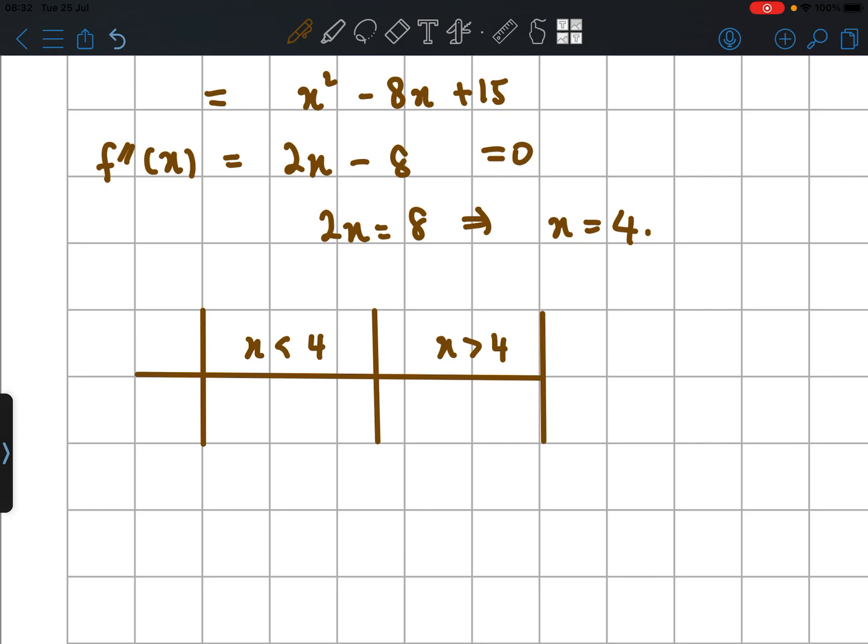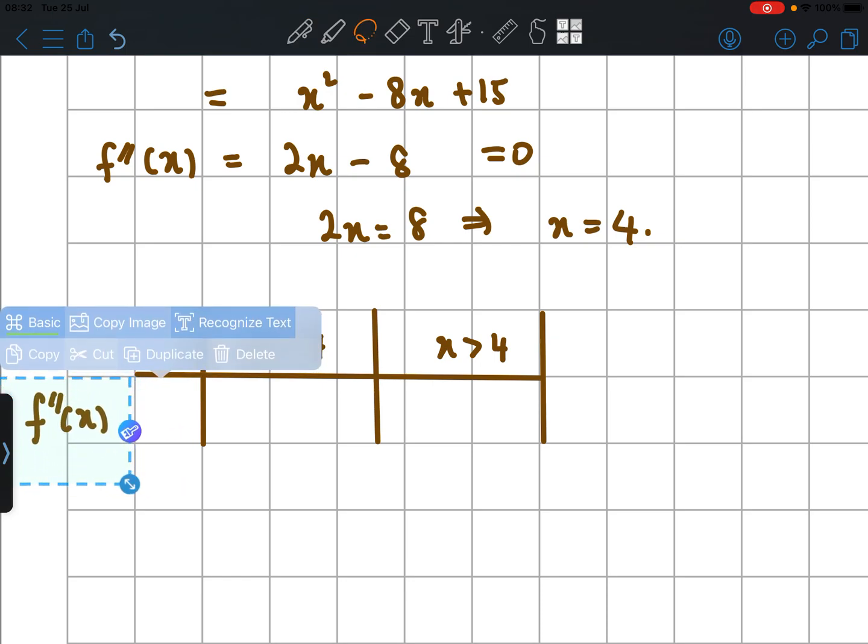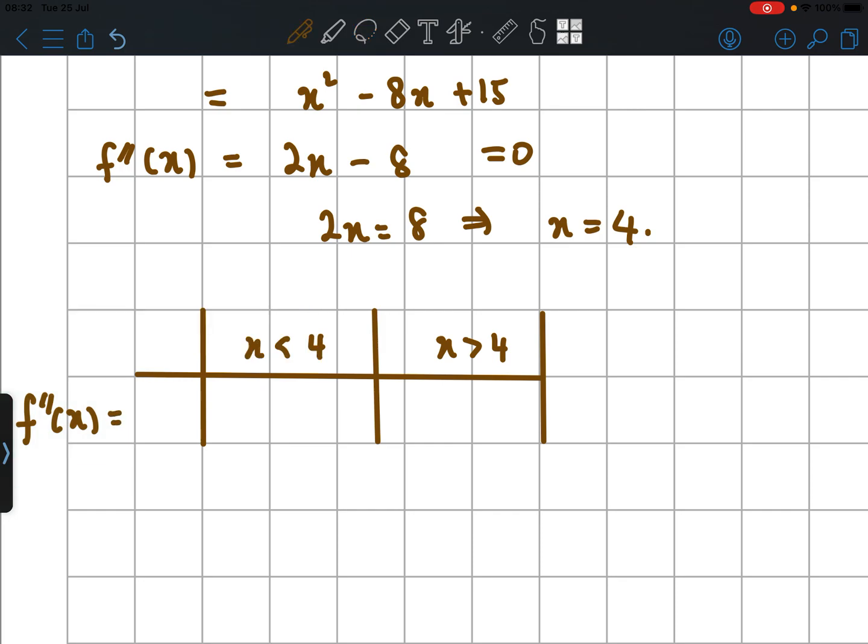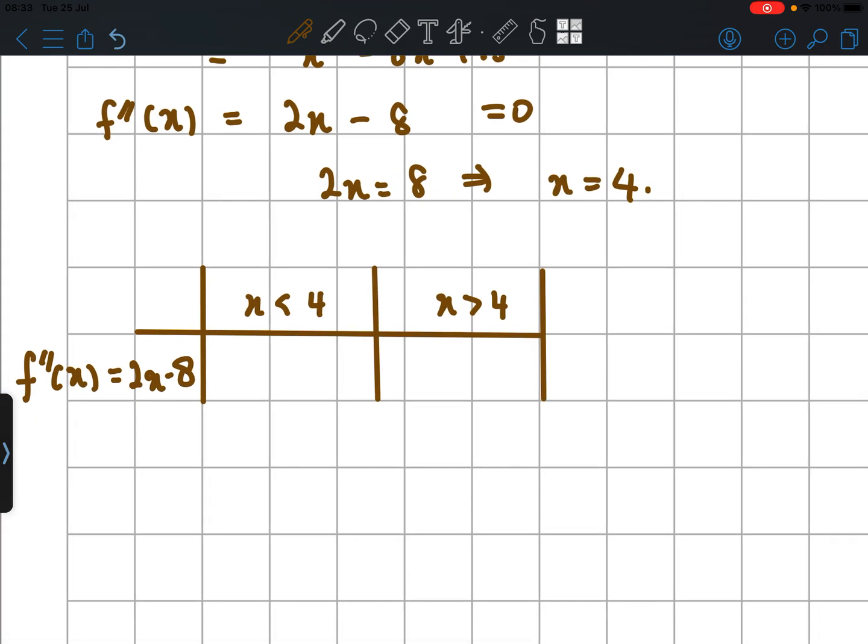And then we need to include our f double prime x, which is 2x minus 8. So let's take some values: x equals, for example, 2, because 2 is less than 4, and for the second region, let's take x equals 5. When you substitute 2 here, 2 times 2 is 4 minus 8, so it's negative. If negative, it means it is concave down.